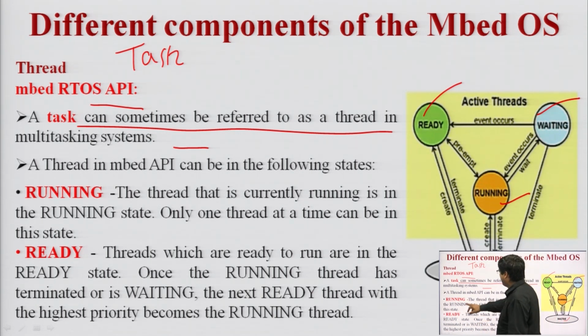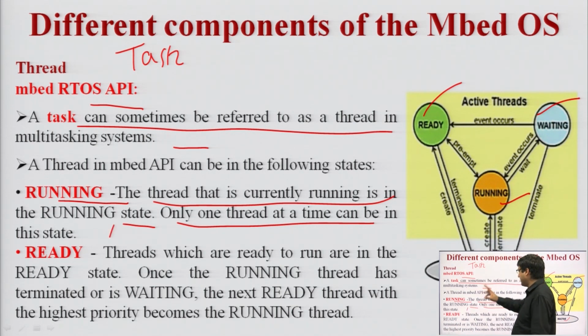The thread states available are, first, running. A thread that is currently running is in the running state. Only one thread at a time can be in this state. So in the running state only one thread is possible. Running means basically we are going to run the application. So this is the running state, and only one thread is available.